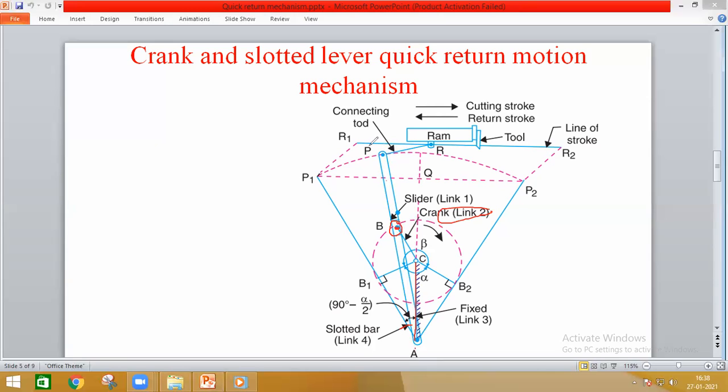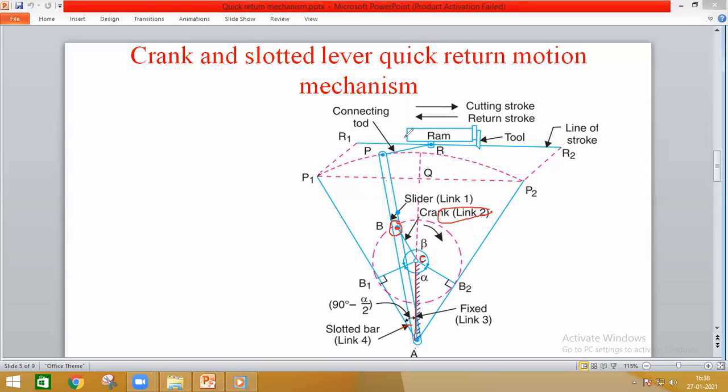Okay, the point P represents the connecting rod. And CB is the radius of this circle, or CB is the crank length. And CB1 and CB2 are the positions of the crank.